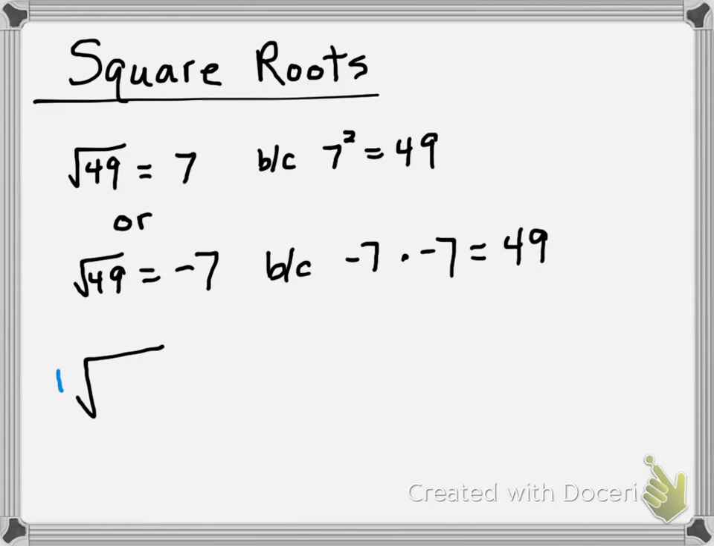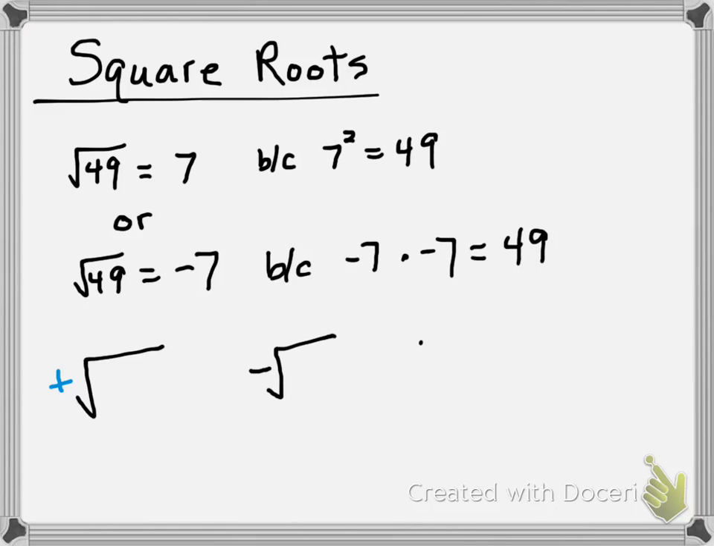Okay, normally we just see the symbol like this, just the radical by itself. And when you do, that means that it only wants the positive solution. So if it looks like this, it only wants the positive answer. This would actually be incorrect, because it says I want the positive answer and this gives the negative answer. Okay, so if it just has the radical, then it's only looking for the positive answer.